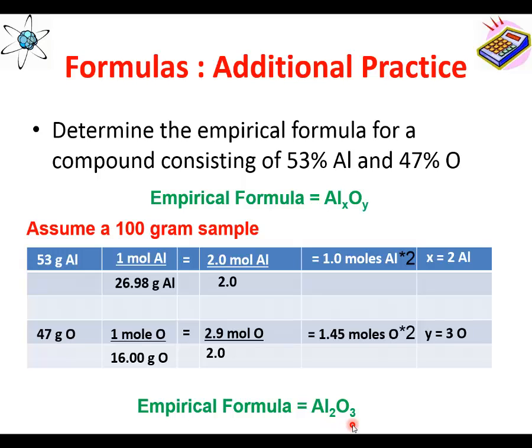Okay, so there's a case where we don't get nice whole numbers. If we don't get nice whole numbers, we need to multiply by a number that will get us close to a whole number, within less than 0.1 usually. Then we can round to that whole number.